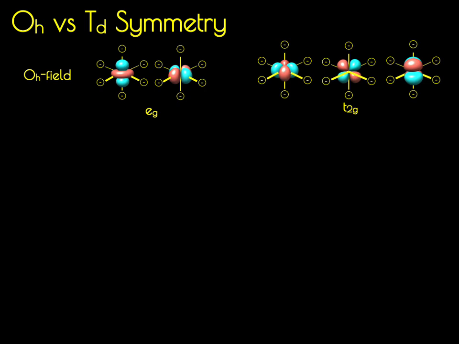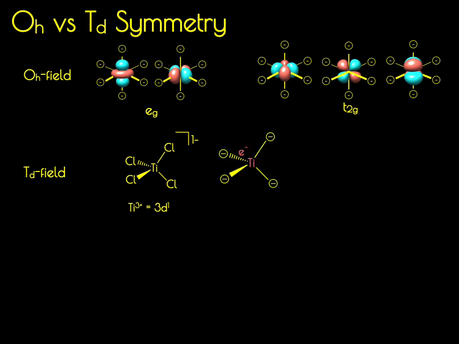So instead of titanium hexachloride, we're going to talk about titanium(III) tetrachloride, which is still a d1 ion. Employing the assumptions made in crystal field theory, we change those chlorides into negative point charges. And now what we have to do is try to understand how the d orbitals are going to interact with those negative point charges.